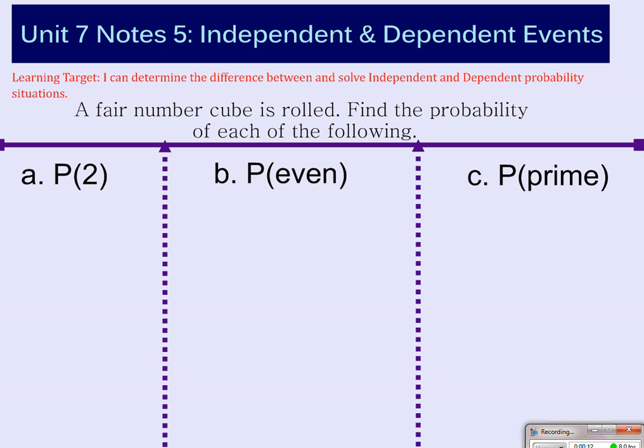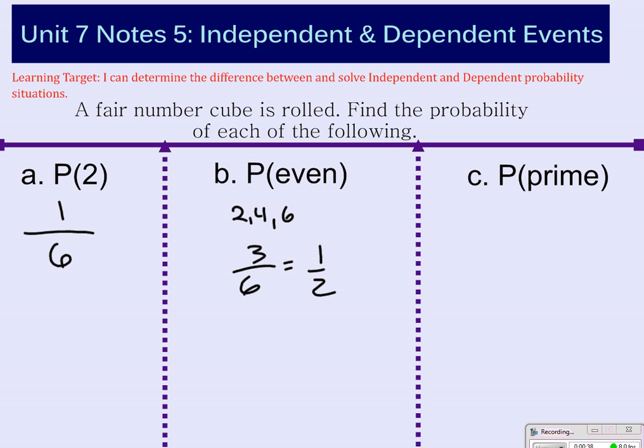If you roll one fair number cube, better known as a dice, find the probability of each of the following. A dice goes from 1 to 6. So the probability of a 2, remember, you want events that you're counting over everything that could happen. So that's just going to be 1 over 6. Probability of getting an even is going to be 2, 4, or 6, so it's going to be 3 over 6, better known as 1/2.